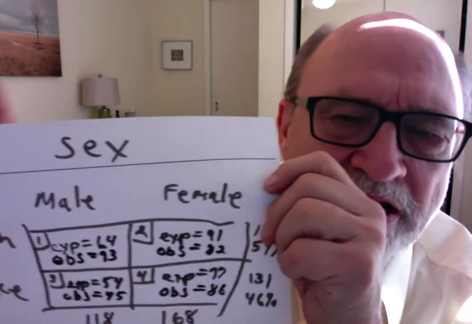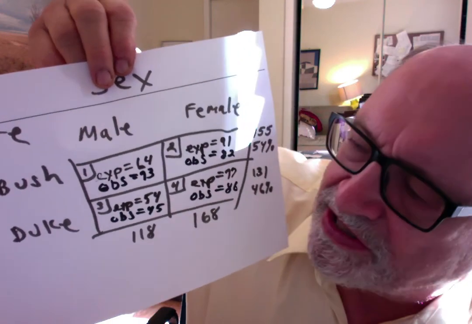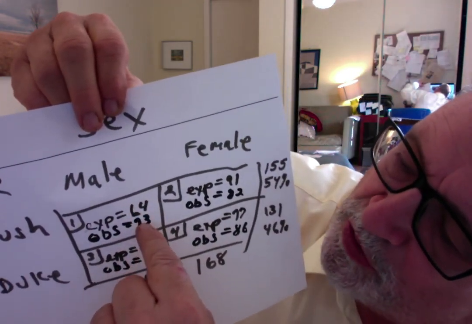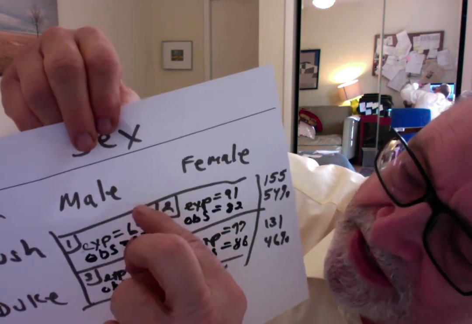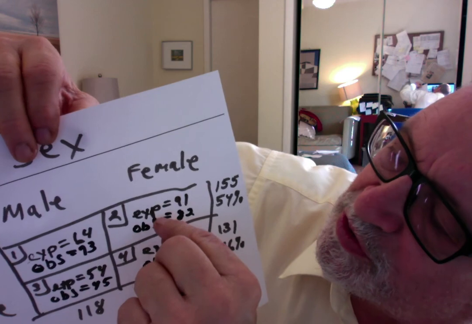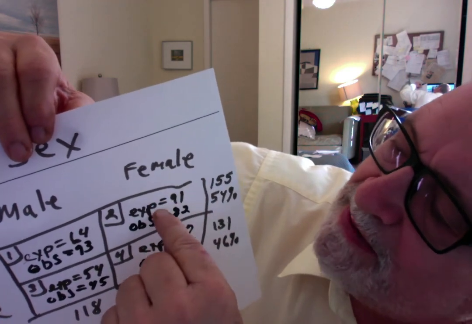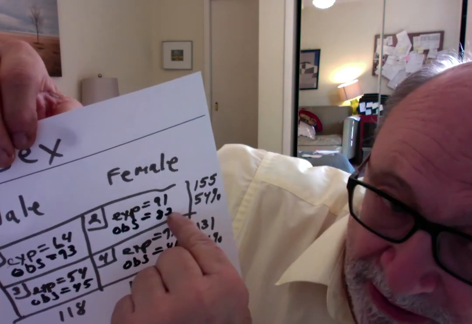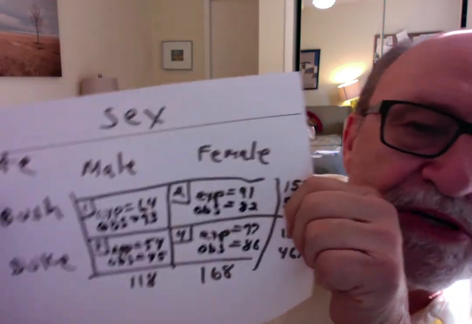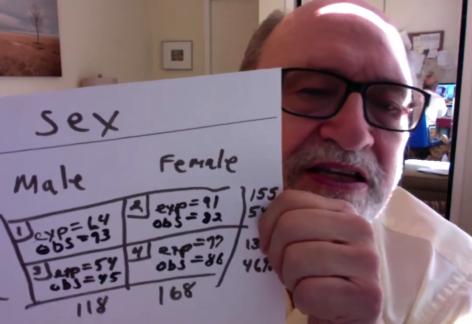And now here's where we get into the statistical test. We're looking at the expected if the null hypothesis is true and the observed. 64 and 73. Ooh, they're different. Over here, expected if the null hypothesis is true, we'd expect 91 female Bush voters, but there were 82, and so on. And notice there's a difference between the observed and the expected in these cells.